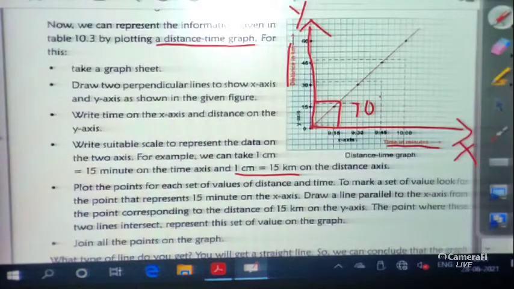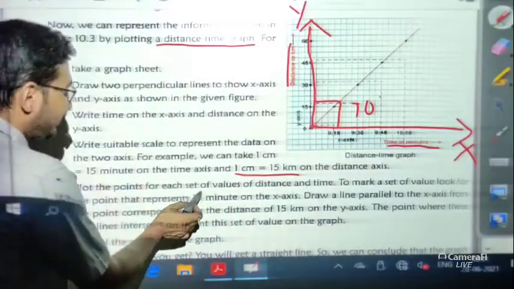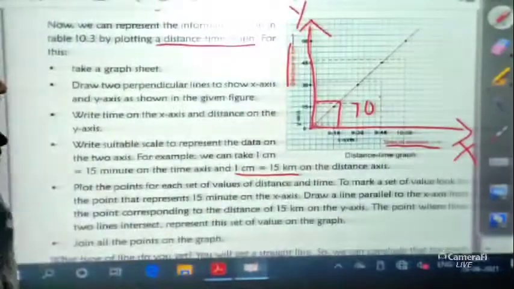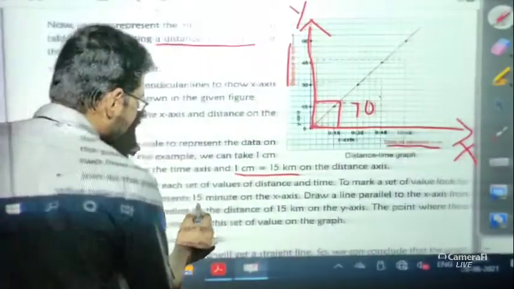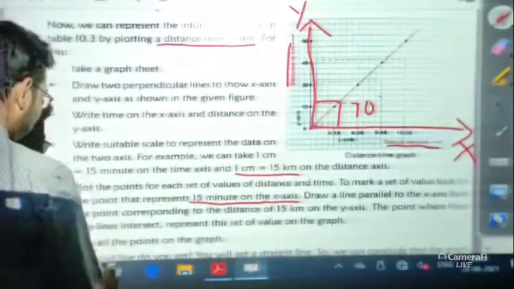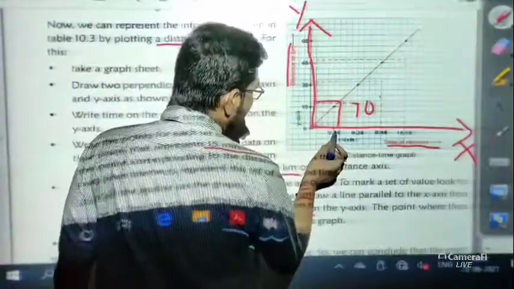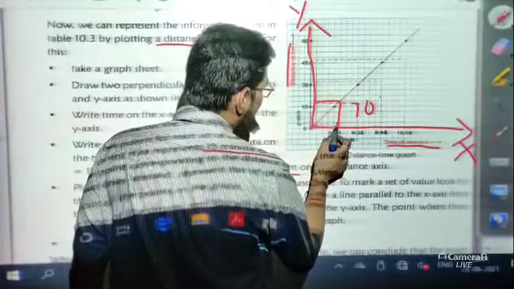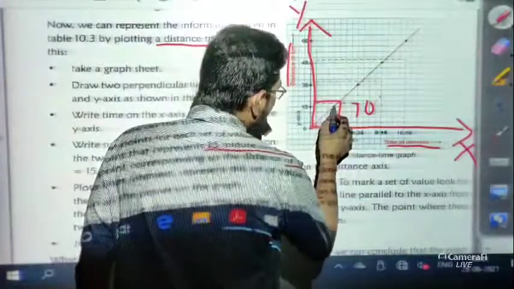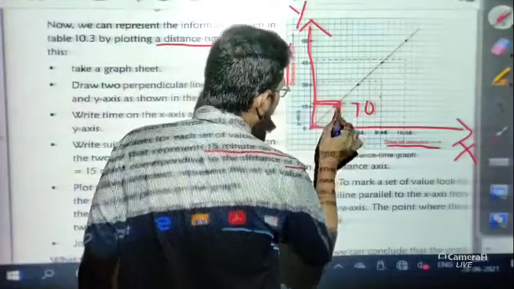Now have a look. Then plot the points for each set of values of distance and time. To mark a set of values, look for the point that represents 15 minutes on the x-axis. Now draw a line parallel to the x-axis from the point corresponding to the distance of 15 kilometers. That means 9:15. So this is the point 9:15, and it is 15 kilometers. So this should be your first point.